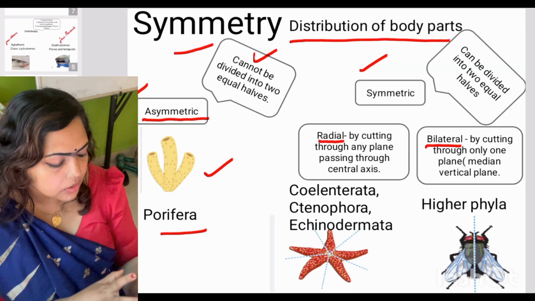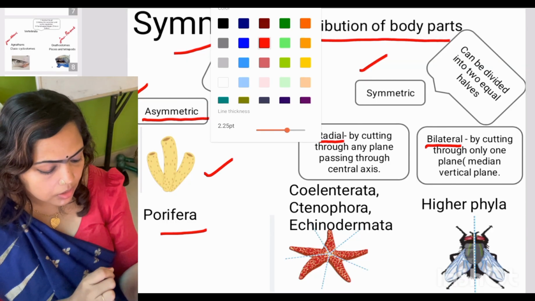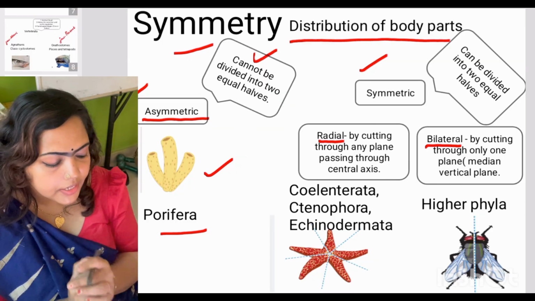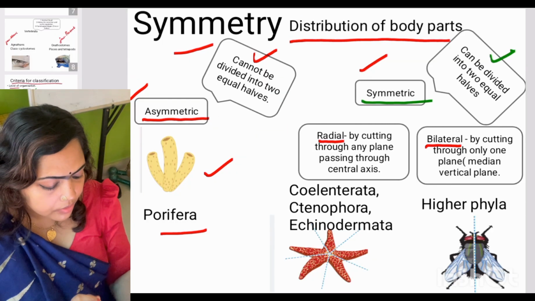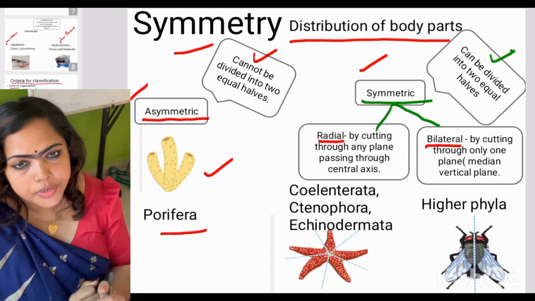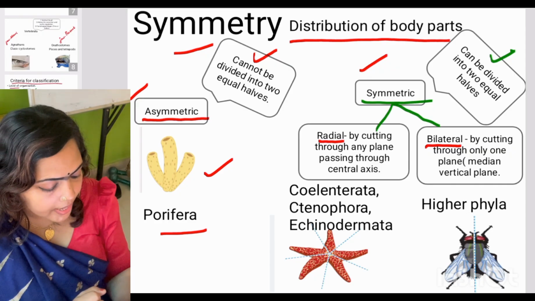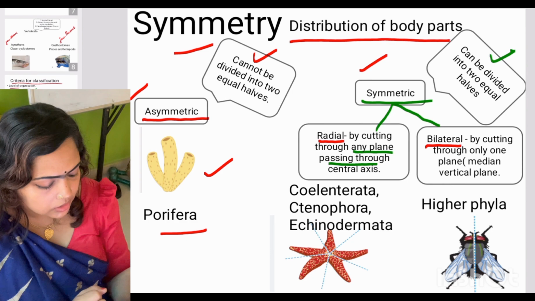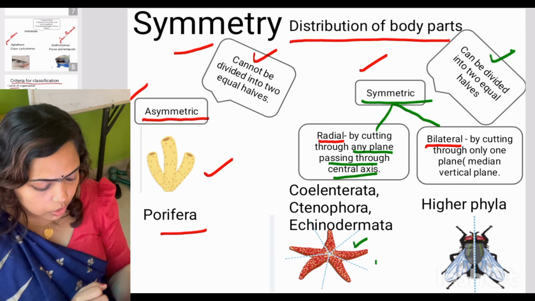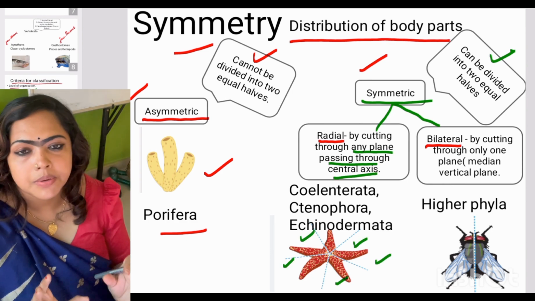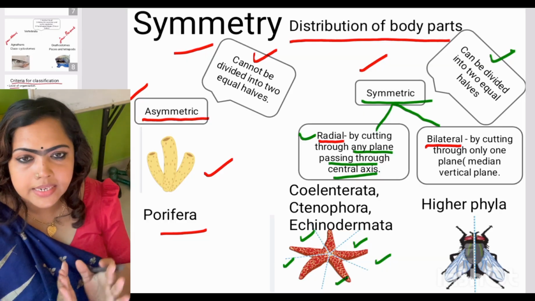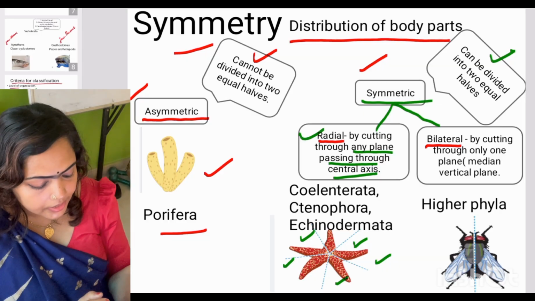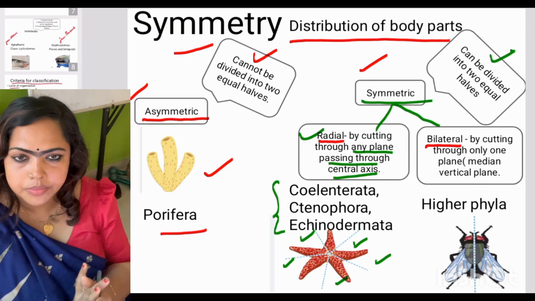The next type is symmetrical organisms. Here the body can be divided into two equal halves. It is of two different types. If the body can be divided into two equal halves by cutting through any plane passing through the central axis, such a symmetry is called radial symmetry. Example, Coelenterata, Ctenophora, and echinoderms.